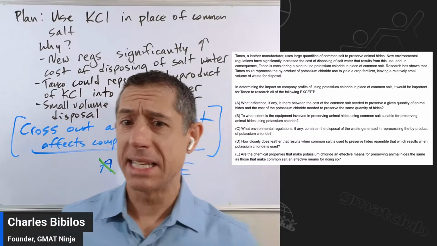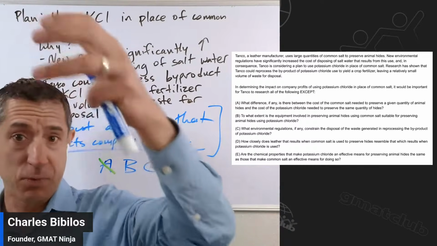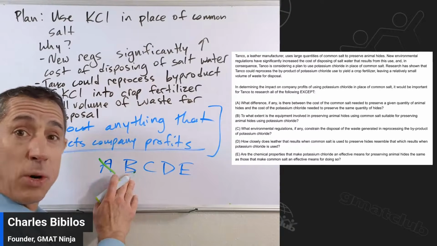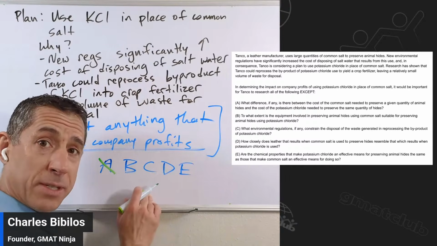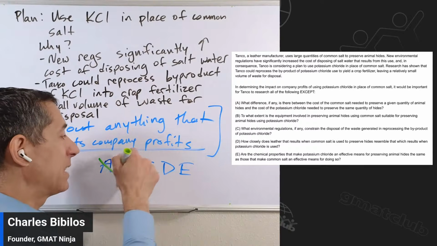B, to what extent is the equipment involved in preserving animal hides suitable for preserving animal hides using potassium chloride instead? Obviously, super important to know if you have to buy new equipment once you make the switch to potassium chloride. That costs money, going to affect profits. So B definitely is important to know.